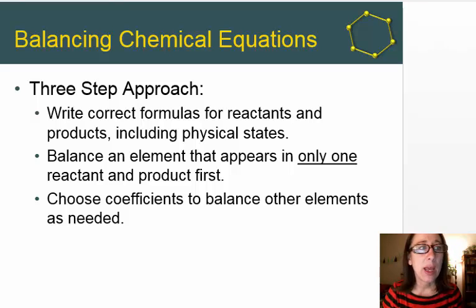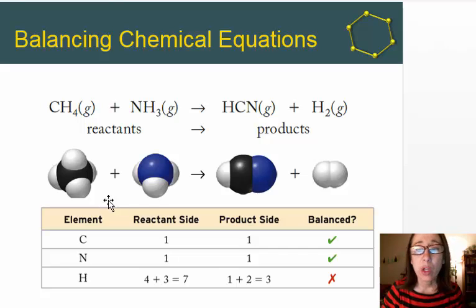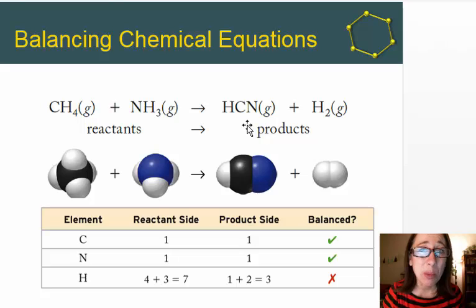If I have a chemical that is an element, then I want to balance that last. So in this chemical equation here, I have an element. Here's hydrogen. It's the only symbol in this formula. It's an element. So I want to balance that last. Now I look at carbon. It's in one reactant and one product. It's already balanced. There's one on each side. Nitrogen on one reactant and one product, and it's already balanced. So I've got to move on to hydrogen.